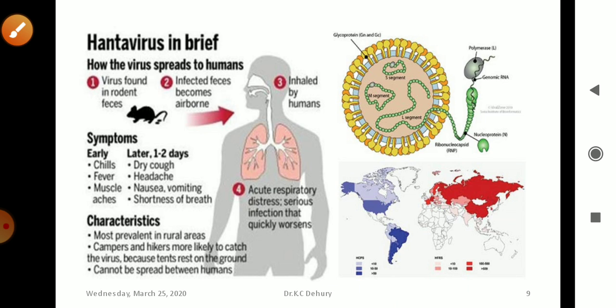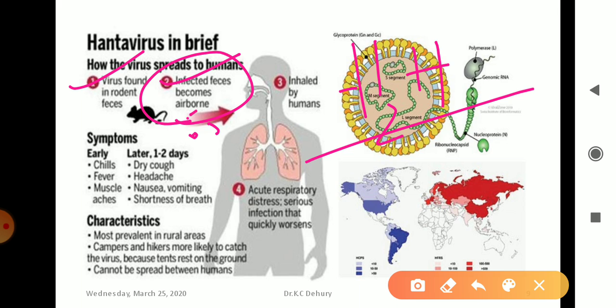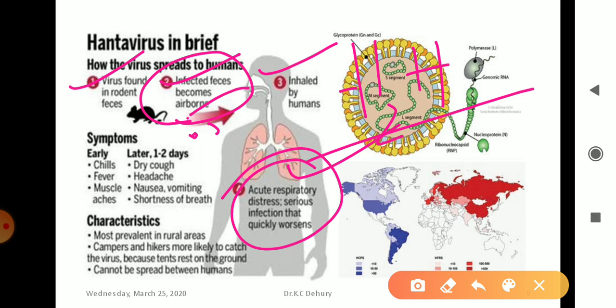So Hantavirus in brief we have to know, because this virus spreads to humans, but would say from H2H, that is human to human. Virus found in rodent feces, urine, and the saliva also. The infected feces becomes airborne. Right, the droplets from the feces are inhaled by human beings, and in human beings this causes acute respiratory distress and serious infections that quickly worsen. Mainly the clinical symptoms belong particularly to the lungs area.